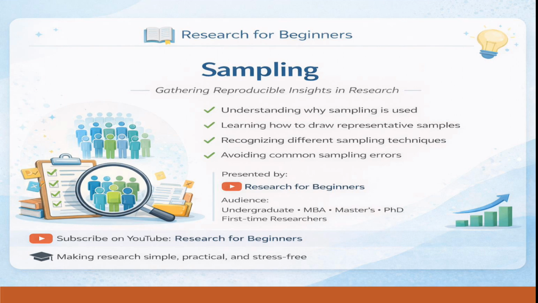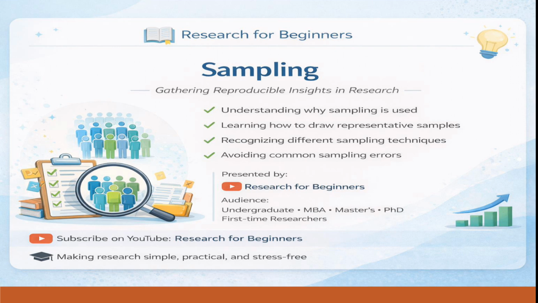In today's lecture, we're going to talk about sampling in research, a concept that almost every student uses, but very few truly understand. Sampling is at the heart of research, because in real life, we rarely study an entire population. Instead, we rely on samples to make conclusions about larger groups. But here's the important point. If your sample is poor or biased, then even the most sophisticated statistical analysis will give misleading results.